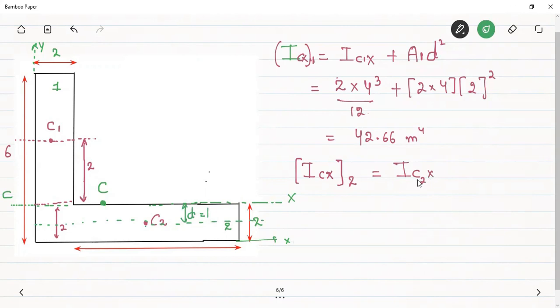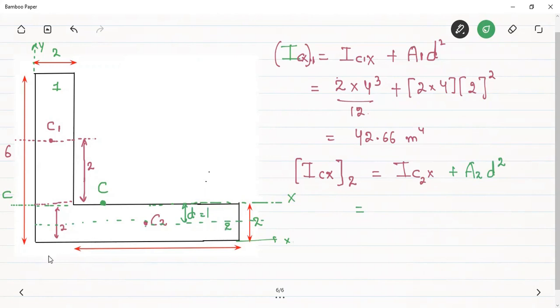So IC2x is the moment of inertia of the second rectangle about its own centroidal x-axis, but we are interested in finding the moment of inertia about this CX axis. Therefore, I need to use the parallel axis term. Now I am taking the parallel axis term for the second area, therefore A2 multiplied by the square of the distance between these two axes. The moment of inertia of the second rectangle about its own centroidal x-axis will be equal to bd cube by 12.